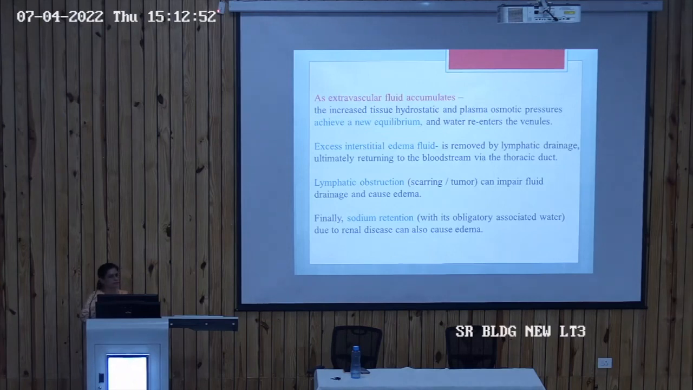So the amount which is being exuded into the interstitial fluid is also not removed because of lymphatic obstruction. It can be because of scarring, or because of any tumor in the lymphatics. Finally, there is sodium retention, which is obligatorily associated with water, and it can be due to renal disease, and it can also cause edema.